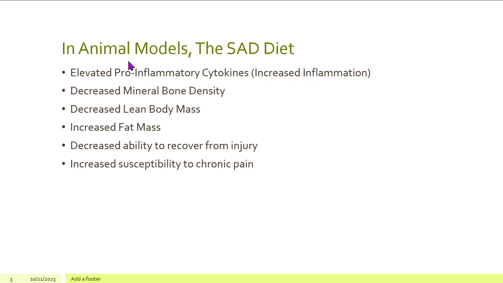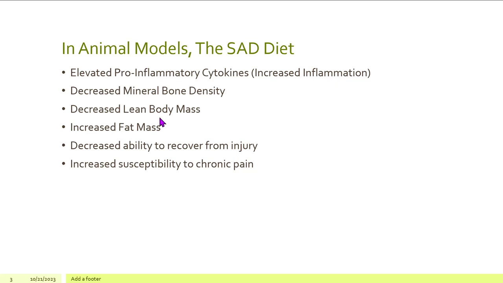In animal models, when mice are fed the SAD diet, they show elevated pro-inflammatory cytokines, which is an indicator of increased inflammation inside the body. They have decreased mineral bone density, so as you age, osteoporosis could become more of a problem. They have decreased lean body mass and increased fat mass within the body. Remember, our lean body mass is our muscle, and we already learned in our exercise chapter that exercise is important for maintaining muscle mass in the body.